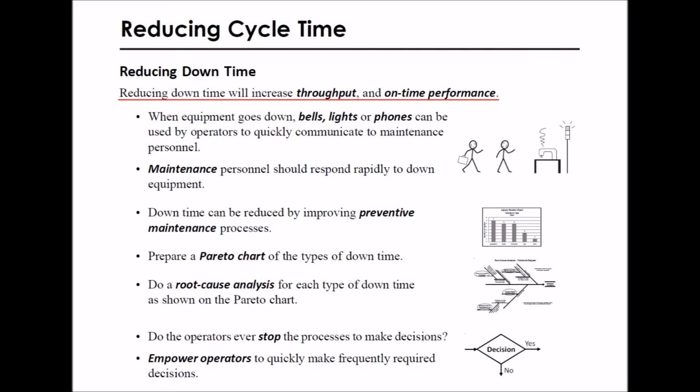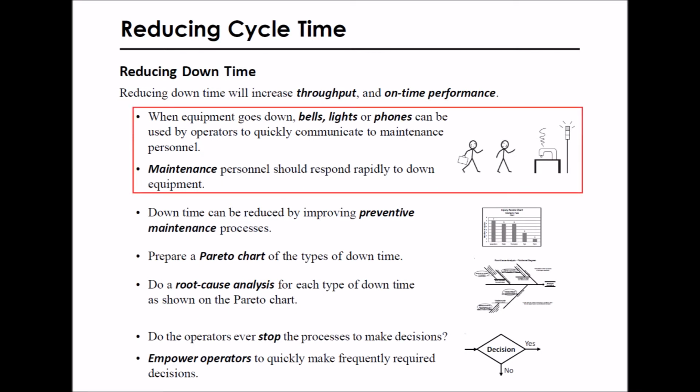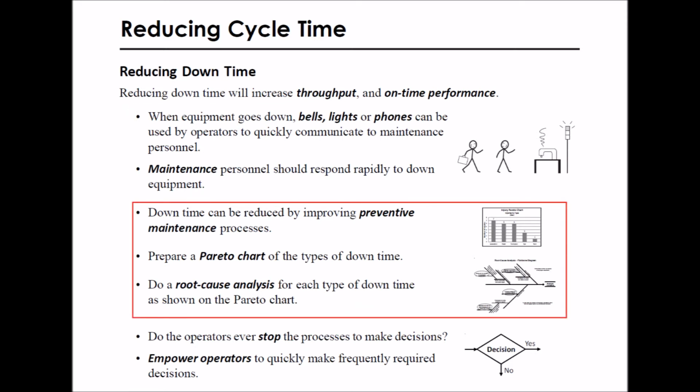Reducing downtime will increase throughput and on-time performance. When equipment goes down, bells, lights, or phones can be used by operators to quickly communicate to maintenance personnel. Maintenance personnel should respond rapidly to equipment that is down. Downtime can be reduced by improving preventative maintenance processes. Prepare a Pareto chart of the causes of downtime, and do a root cause analysis of the different causes of downtime as shown on the Pareto analysis.